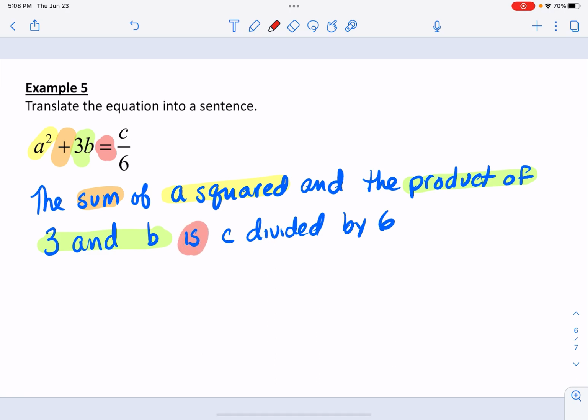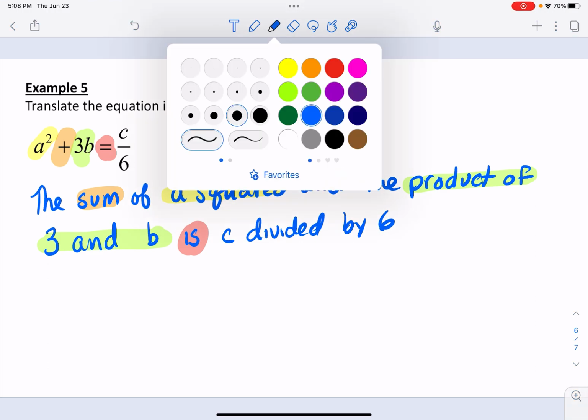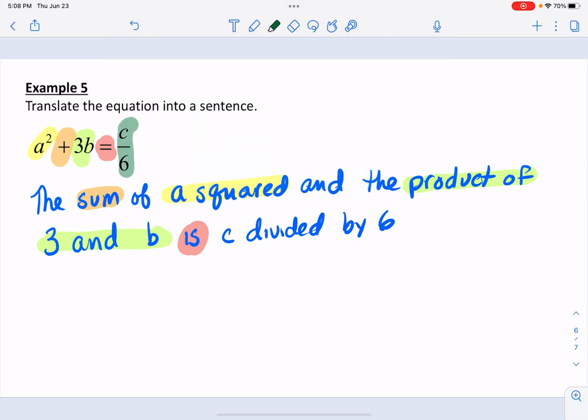Equals is, no, because the blue's going to be hard for you guys to see. We'll do green. C divided by 6. Okay, so each one of these parts makes up part of our equation or sentence that we're trying to translate. Okay, so that's my video on writing equations.